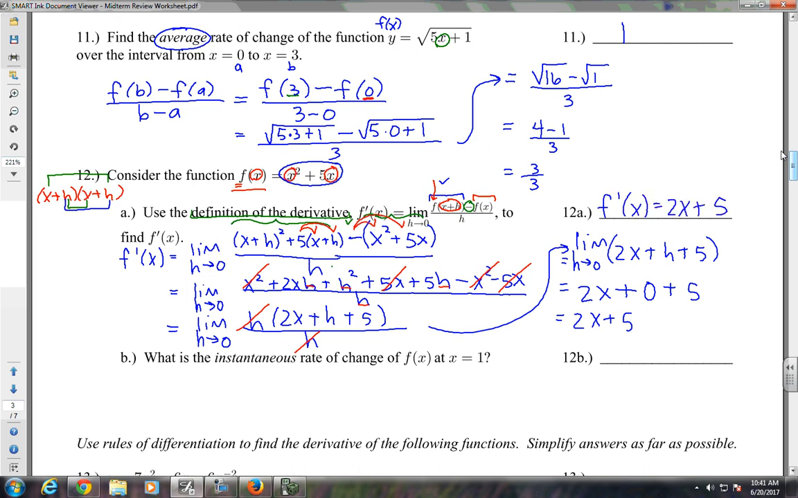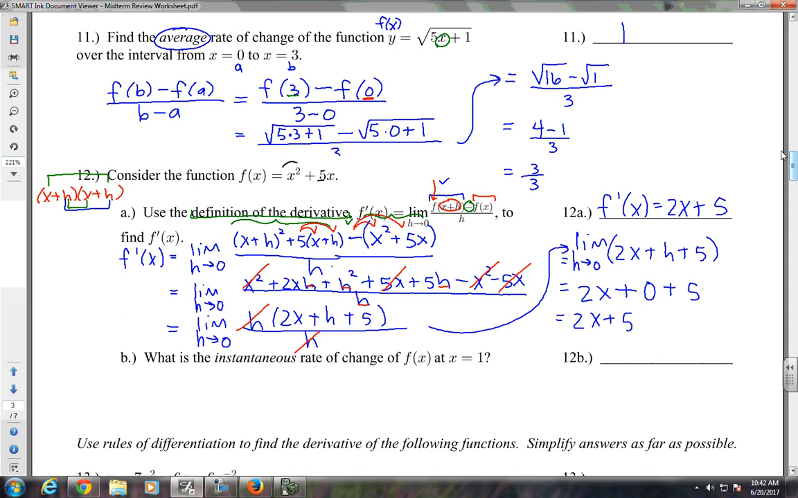Now, if you have been studying and you've learned your rules of differentiation, if you go back to the original function and apply the power rule and the derivative of a constant multiple of x, wouldn't you end up with 2x plus 5 in one step? Absolutely. Remember, you will have one problem like this on the test where you have to demonstrate a derivative by definition. Be sure you're prepared for that.